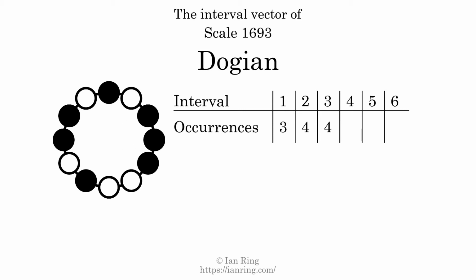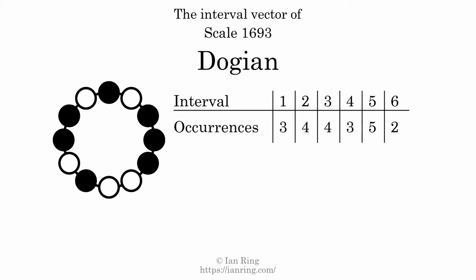There are 4 intervals with the size of 3 semitones. They are here, here, here, and here. There are 3 intervals with the size of 4 semitones. They are here, here, and here. There are 5 intervals with the size of 5 semitones. They are here, here, here, here, and here.